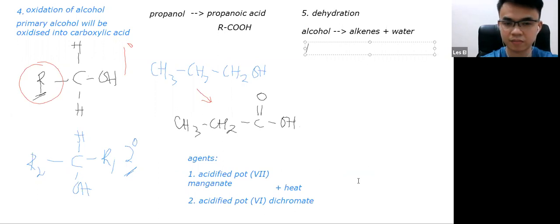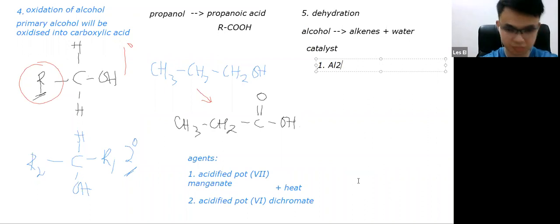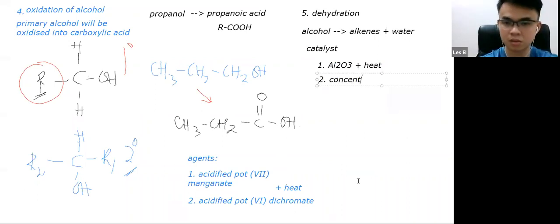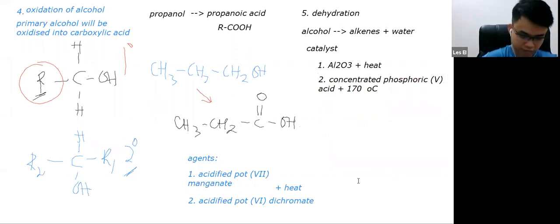What are the dehydration agents? There are several. The catalyst, I mean. The first one can use aluminum oxide plus heat. The second one, you can use concentrated sulfuric acid or phosphoric(V) acid, for example, at 170 degrees Celsius. So there are two catalysts that you need to know. So you will get the alkenes. Let's say, for example, the first one is usually doable on a laboratory scale. So this one is the setup.